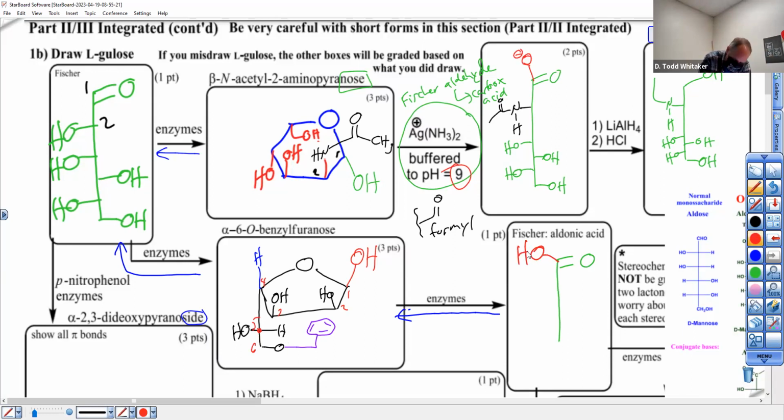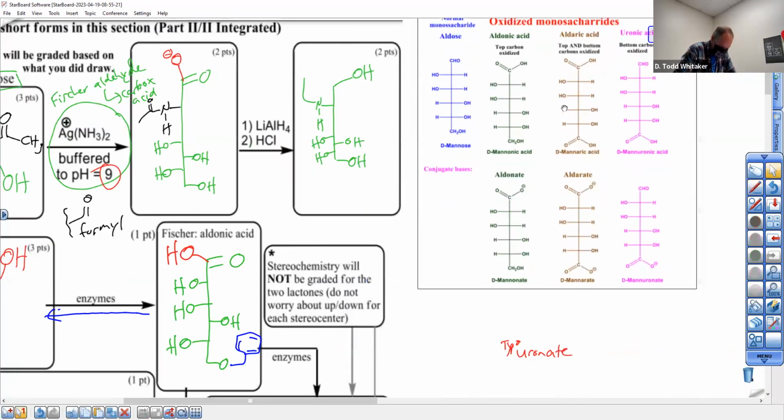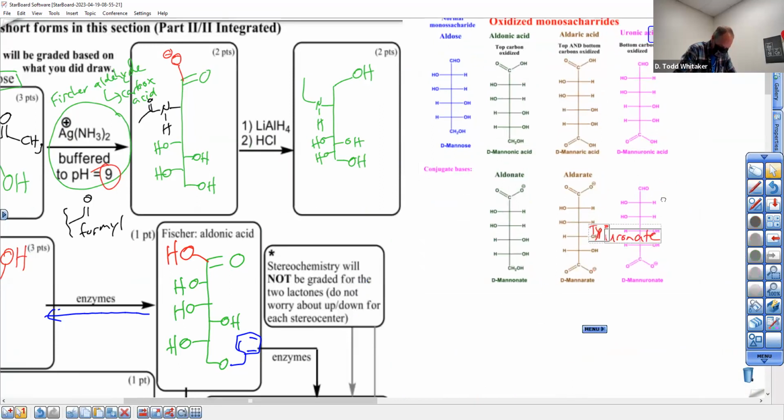Carbon 2 left. Nothing special. Then carbon 4, nothing special. Carbon 5, nothing special. CH2O benzyl. And I think that's it, right? And we better move our notes. Uh-oh. Okay.